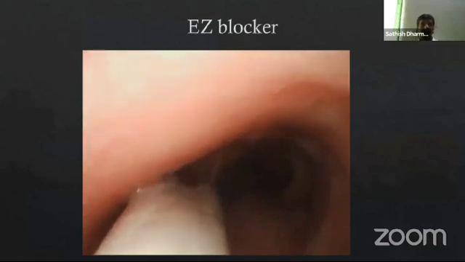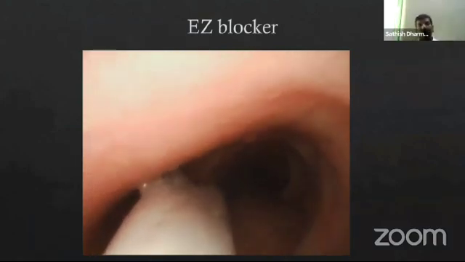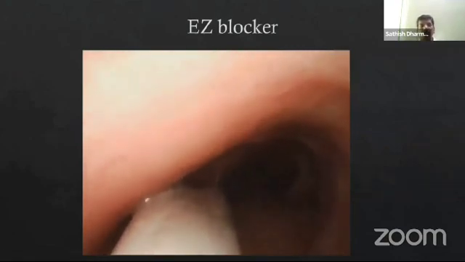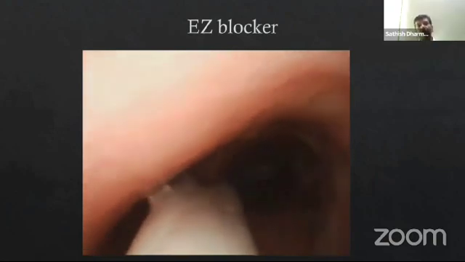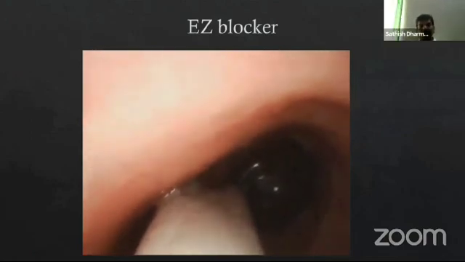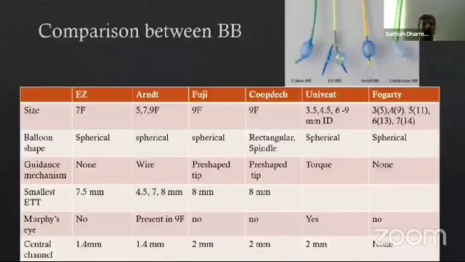So this is a much easier blocker, and this is a blocker we are now commonly using in our center, and very efficiently, and it is working properly. But you need a fiber optic bronchoscope for its positioning. This also has a high volume, low pressure cuff. So 6 to 8 ml air should be inflated to appropriately block that particular lumen of the bronchus.